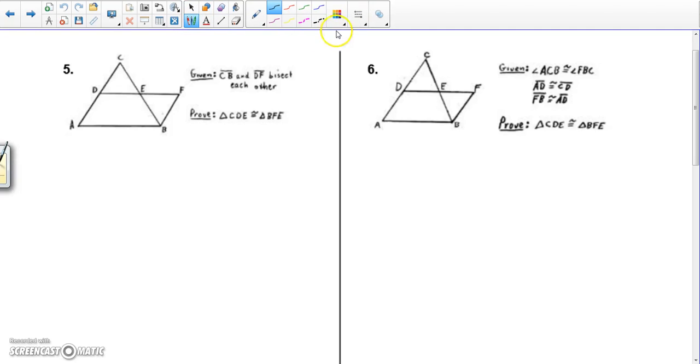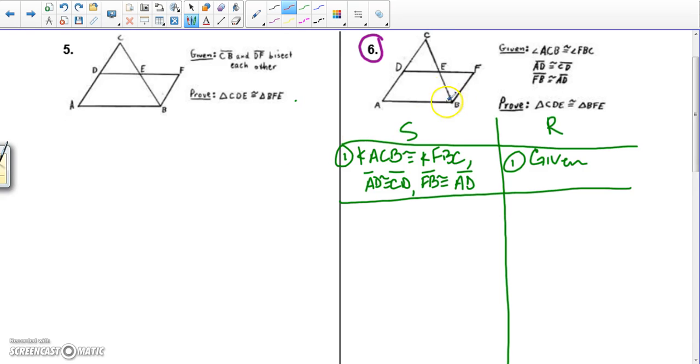Alright, so here we are, proof video number 3. If you need a little help, especially with number 5, this is a good one to look at. So we are going to do number 6 in your packet. So usual deal, why don't you guys go ahead and pause and write in the givens while I do the same thing. Alright, the givens are in.